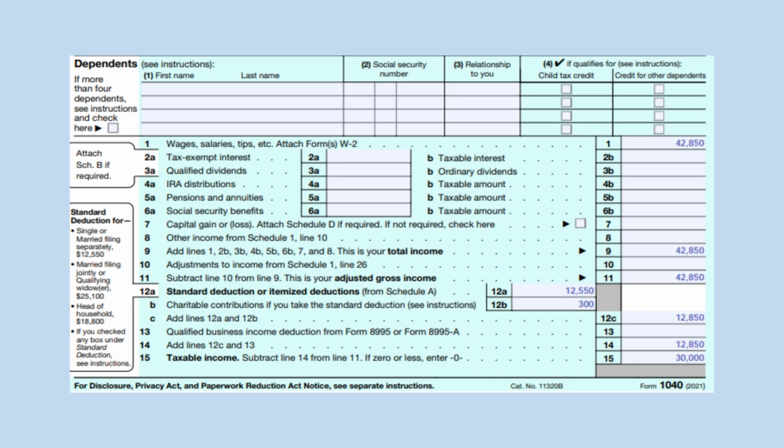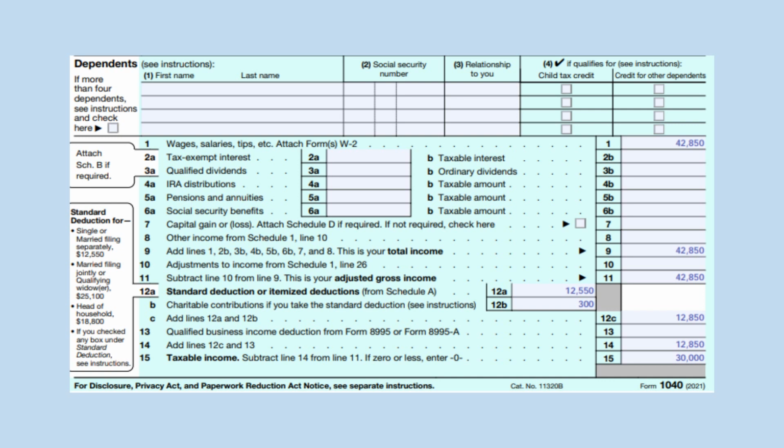On line 12B, put your charitable contributions. The maximum amount that you can take is $300 when you are single, and it cannot be non-cash contributions. It is assumed that you gave $300 or more to a charity. Put this amount on line 12B, add line 12A and line 12B together to arrive at $12,850 on line C.